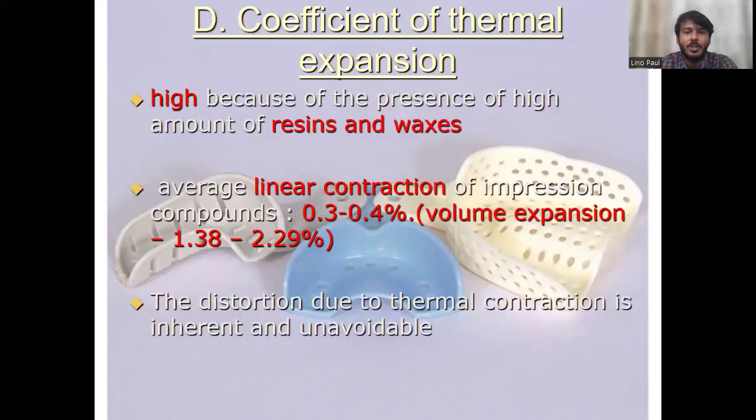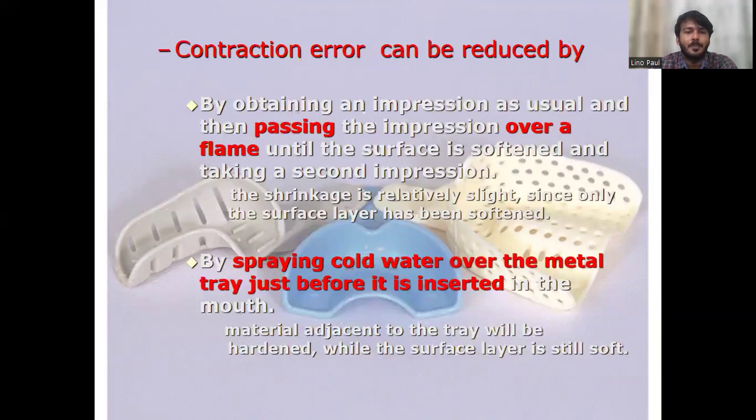Coefficient of thermal expansion is actually high because of the presence of a high amount of resins and waxes. The average linear contraction of impression compound is about 0.3 to 0.4 percent, and the volume change is about minus 1.38 to 2.29 percent. That is, there is a contraction happening, so the chances of distortion are more, and hence the impression has to be poured a little early.